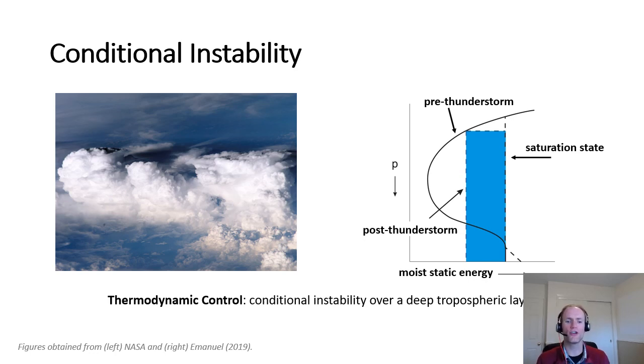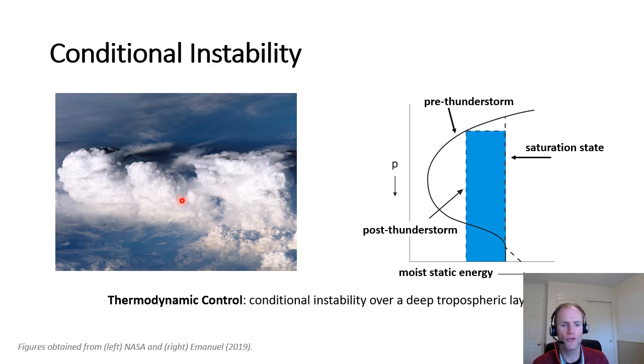Our third criterion is another thermodynamic control, and this is the idea of conditional instability. So the condition for instability to be realized is whether you are saturated or not. Ultimately, this is looking at a measure of CAPE. Though CAPE is not very significant within the tropics in most cases, we do, at least initially, want there to be a small amount of CAPE in order to support initial thunderstorm development.